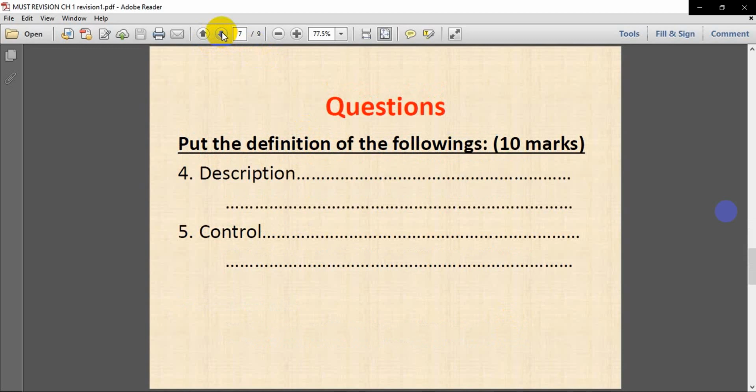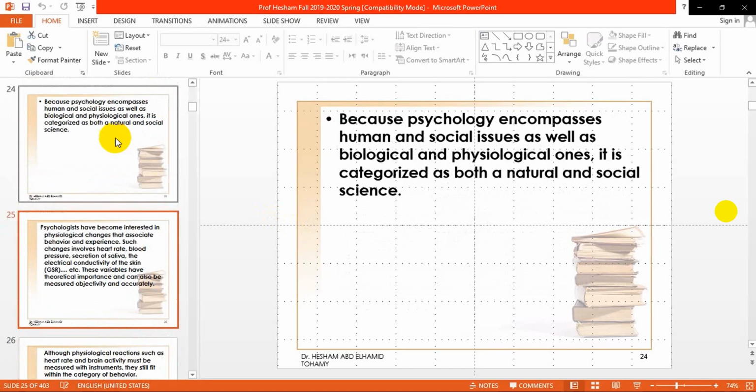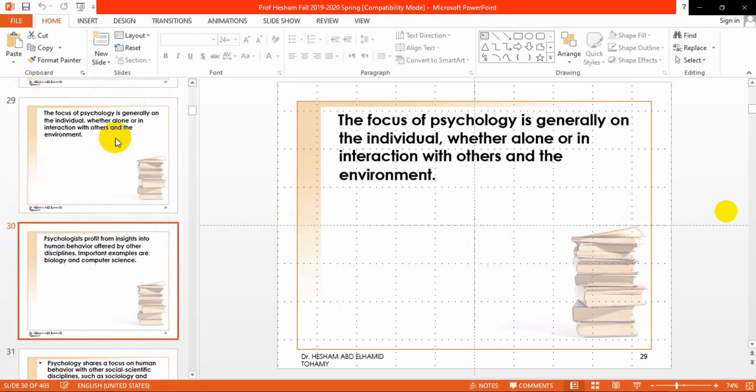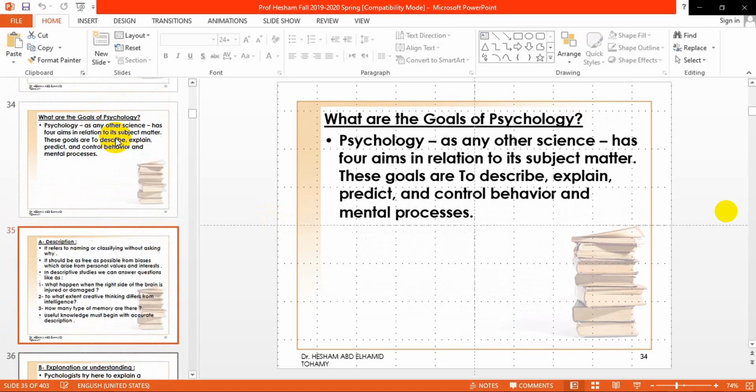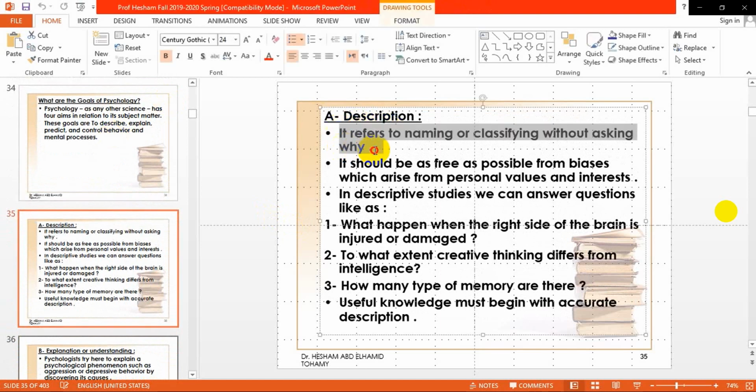What about description? And also what about control? Let's check these two slides to find out the definition of description and the definition of control. Look at these slides. It says description refers to naming or classifying without asking why. This is the definition of description.